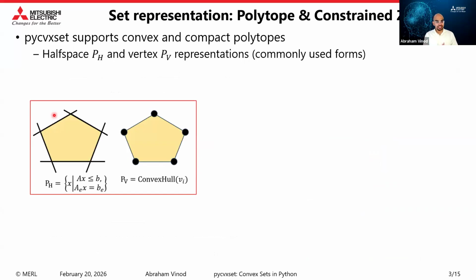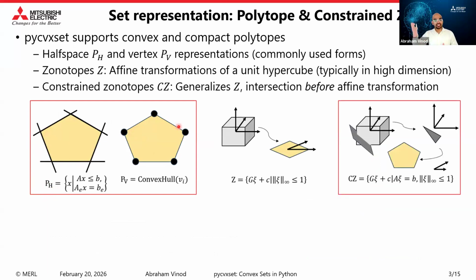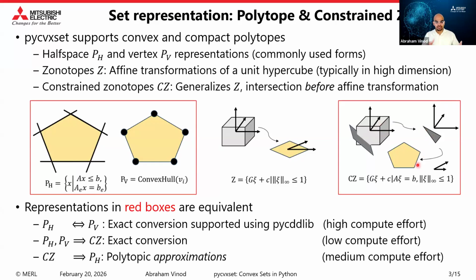So as I said, pycvxset supports convex and compact polytopes. These are set representations you might be familiar with, either the half-space representation where you have a collection of linear inequalities and equalities, or the equivalent form on the vertex space. So they are these commonly used forms. A slightly more esoteric form is this notion called zonotopes, which are an affine transformation of a typically high-dimensional cube to a lower dimension. And finally, constraint zonotopes are generalizations of these zonotopes where you intersect these high-dimensional cubes and then take the affine transformation. So one thing to note is these two representations on the corners, they're actually equivalent.